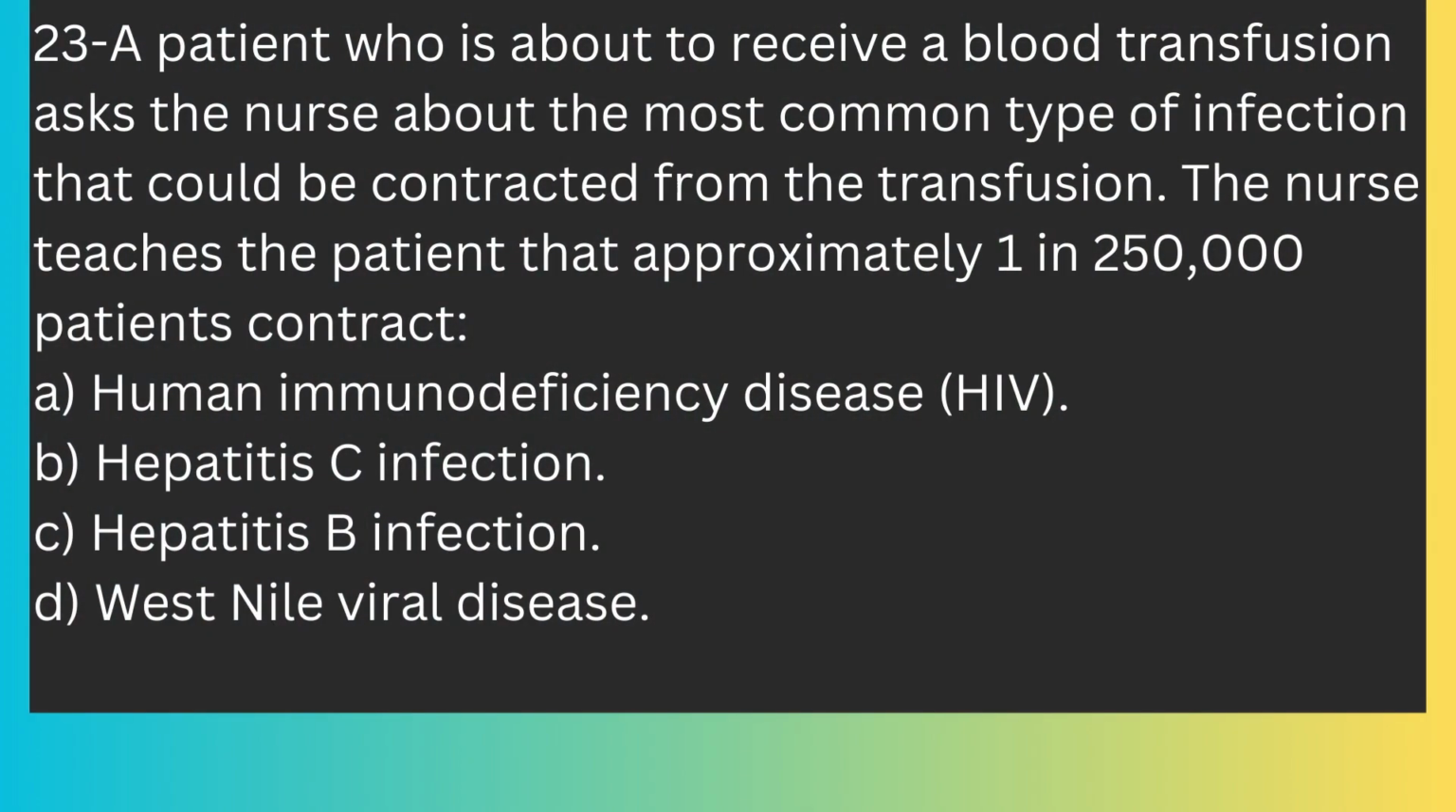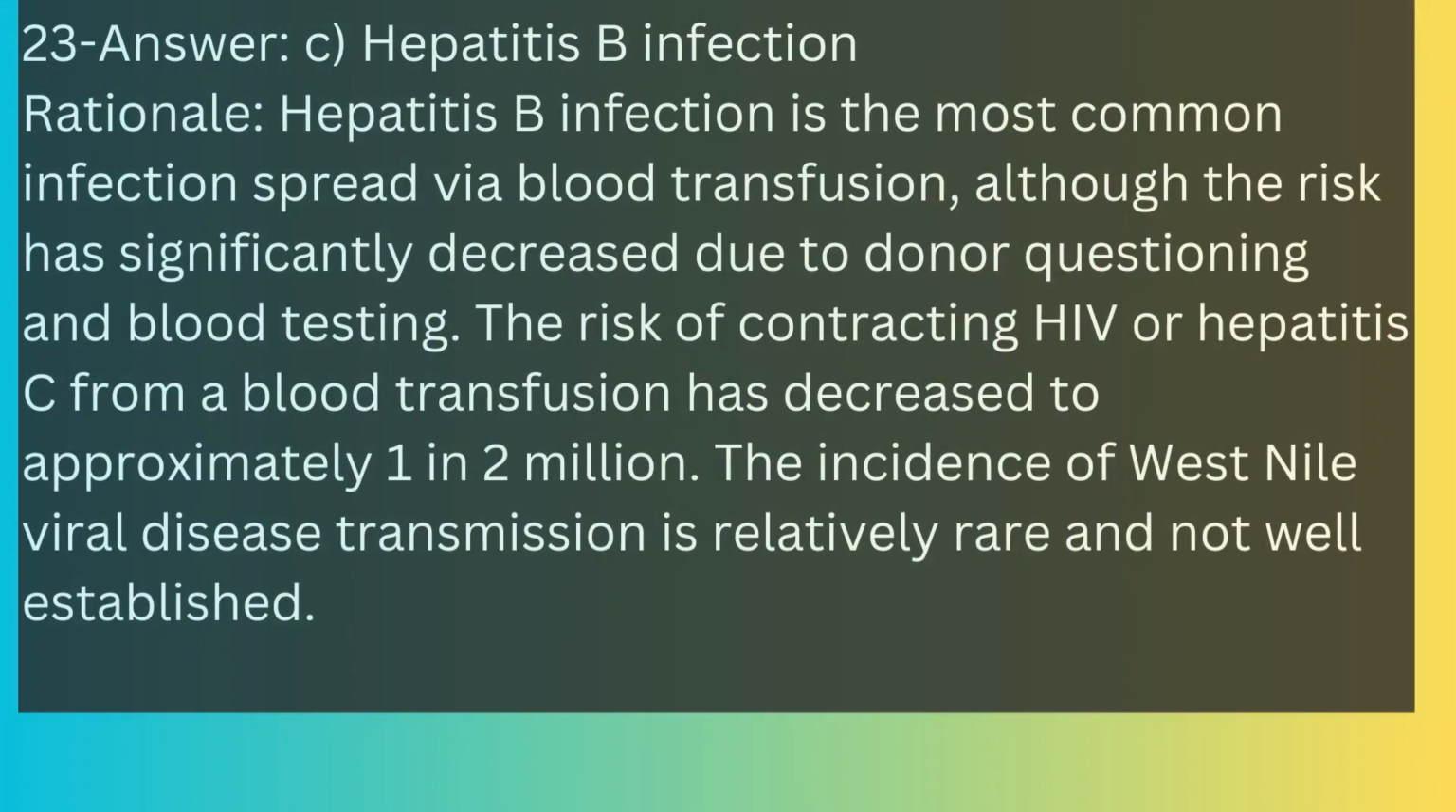Question number 23. A patient who is about to receive a blood transfusion asks the nurse about the most common types of infection that could be contracted from the transfusion. The nurse tells the patient that approximately 1 in 250,000 patients contract A. Human immunodeficiency virus (HIV), B. Hepatitis C infection, C. Hepatitis B infection, D. West Nile virus disease. The answer is C.